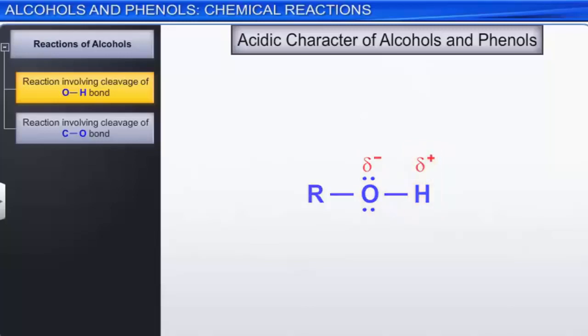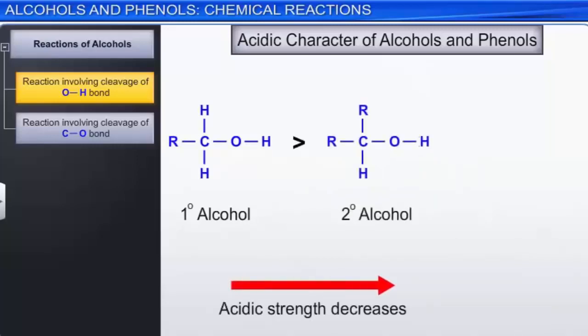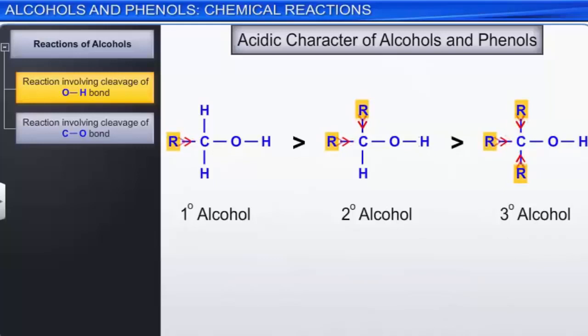Let us now understand why primary alcohols are more acidic than secondary alcohols, which in turn are more acidic than tertiary alcohols. The presence of alkyl groups in alcohols increases the electron density around oxygen by the inductive effect. As alkyl groups donate electron density, the oxygen-hydrogen bond becomes less polar. It then becomes difficult to remove an H+ ion from the alcohol. The inductive effect explains the relative acidities of alcohols.